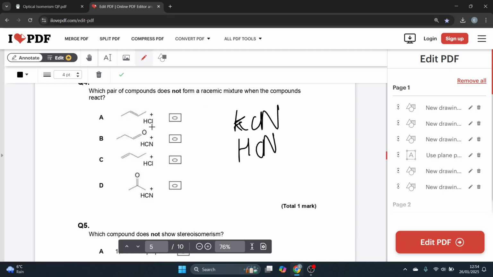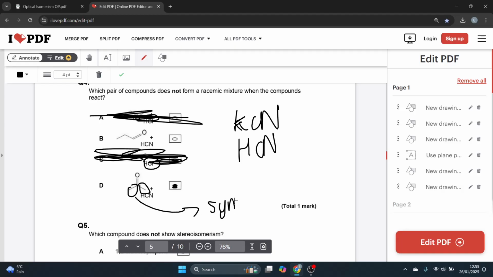One of the regions. We don't use HCl, so I can already eliminate A and C. Left with B and D. Well, the answer is going to be D then, because you can clearly see that it is a completely symmetrical ketone, whereas this is obviously unsymmetrical. Remember, symmetrical ketones are not going to have a chiral carbon. It's not going to form a racemic mixture when the compounds react.